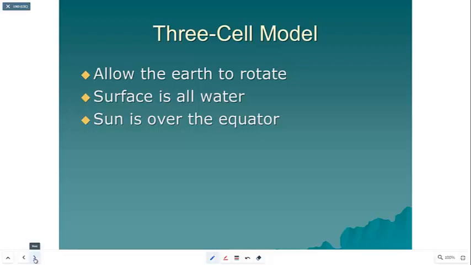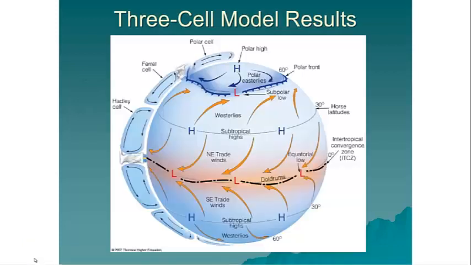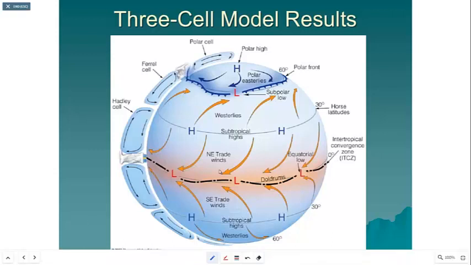So here's what the general circulation would look like with the Earth rotating. And notice it's a lot more complicated than the single cell model. So let's take a look and start at the equator and talk about some of these words and some of the latitudes where these particular belts of pressure are located. So on the equator, note we have the L's.